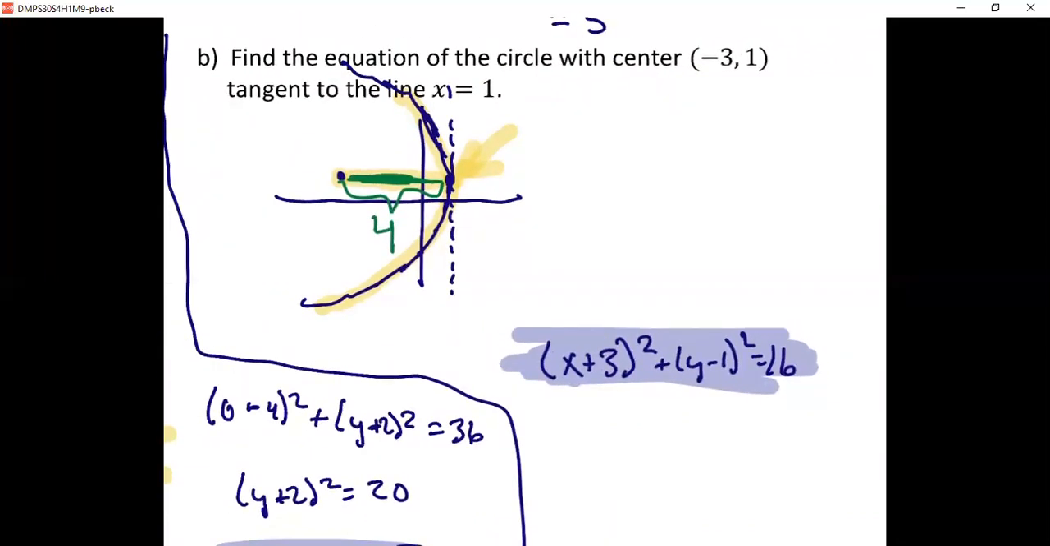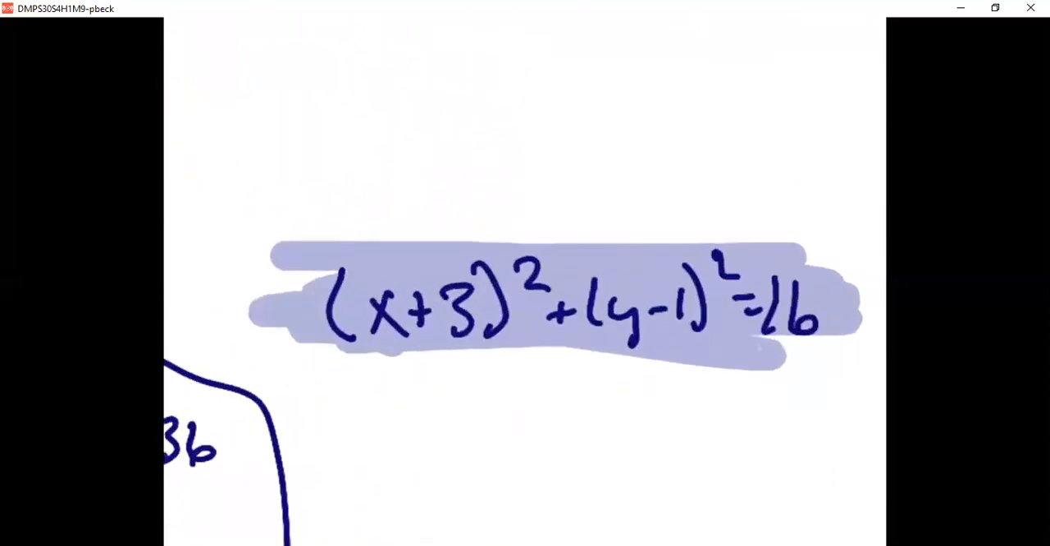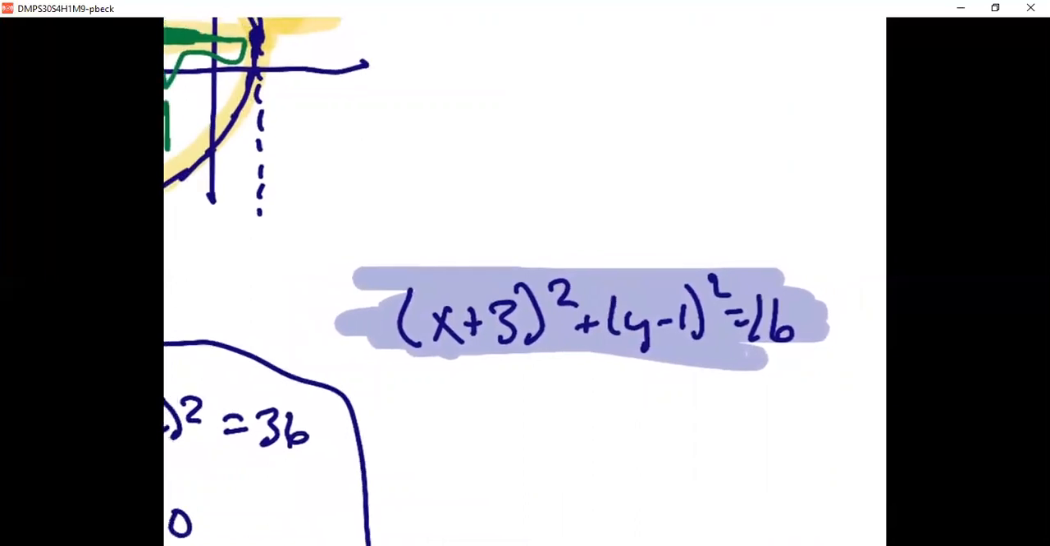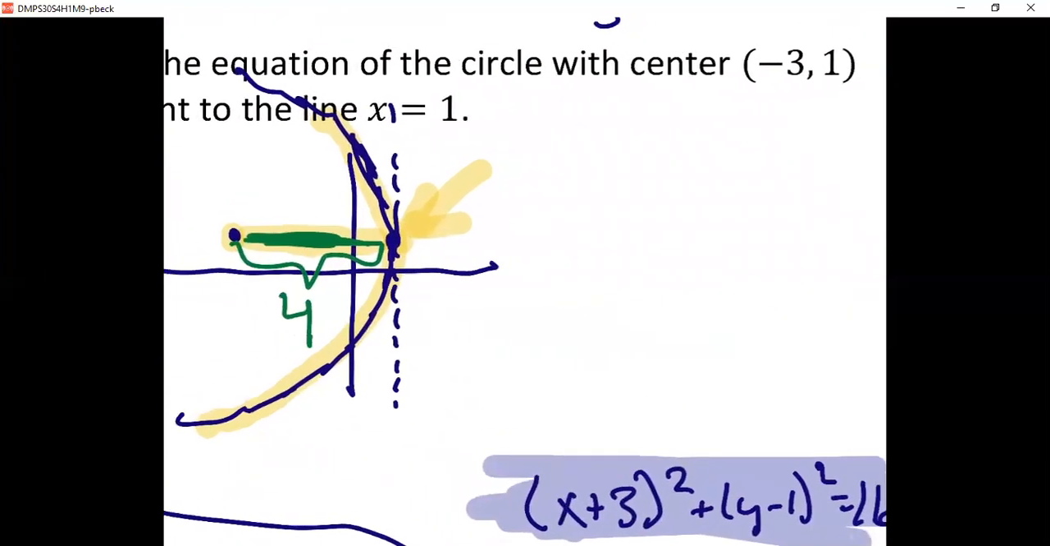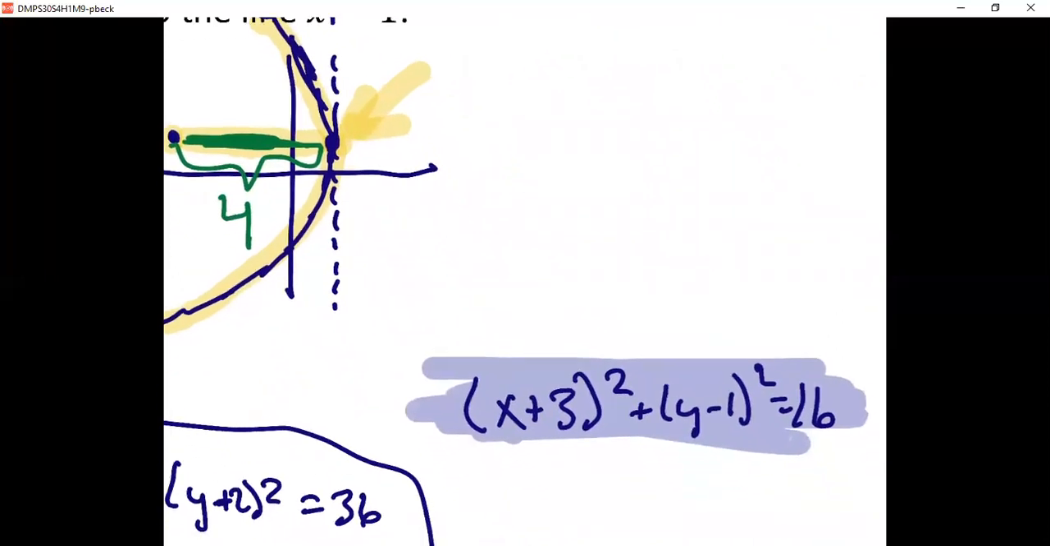Now notice how I don't have a given equation, or I don't say to put it in this form. So this is one of the two answers that I could use, and the other answer would be the other form as well. I prefer this one just because it's a lot easier to plug in the coordinate -3, 1 with a radius of 4.